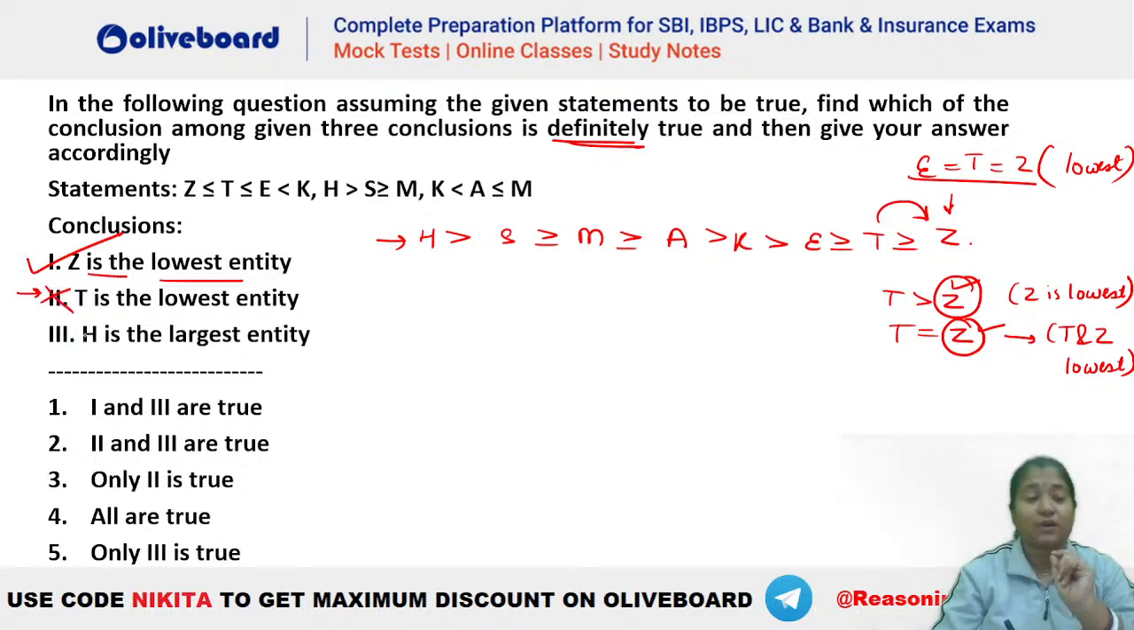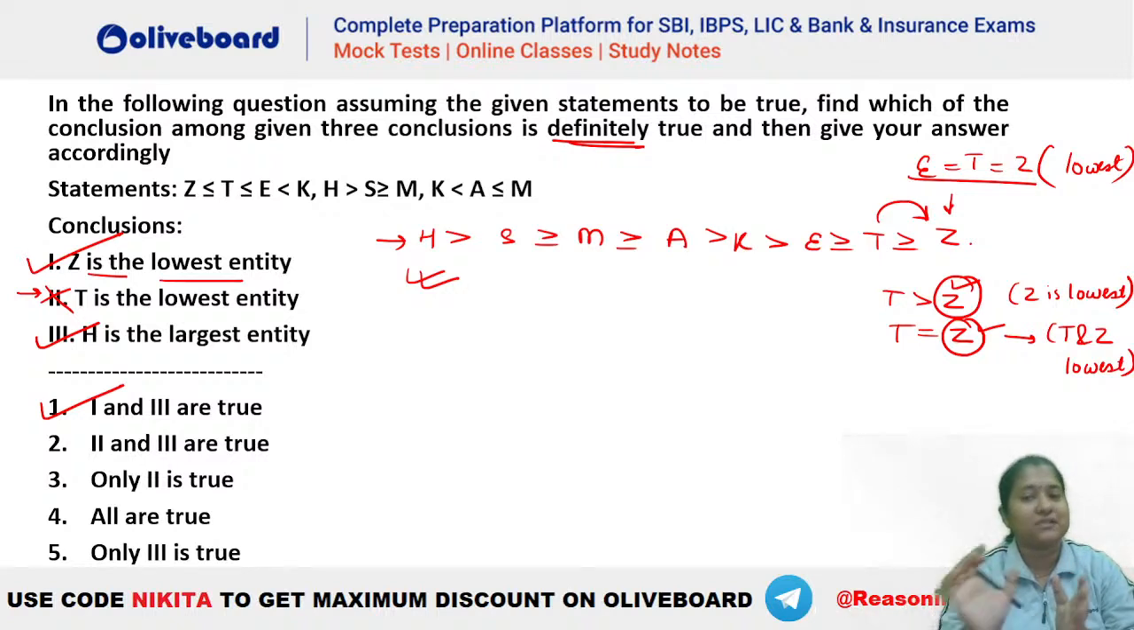So 2 is not the one. H is the largest entity. That anyways is true here. So you can see both 1 and 3 are definitely true. Are we clear? Z is the lowest or T is the lowest? Shravani, either T or Z both are lowest or Z is lowest. But in either of the situations, Z has to be lowest. When T and Z both are lowest, that means they have the same value. So both of them are lowest. Then also Z is lowest.